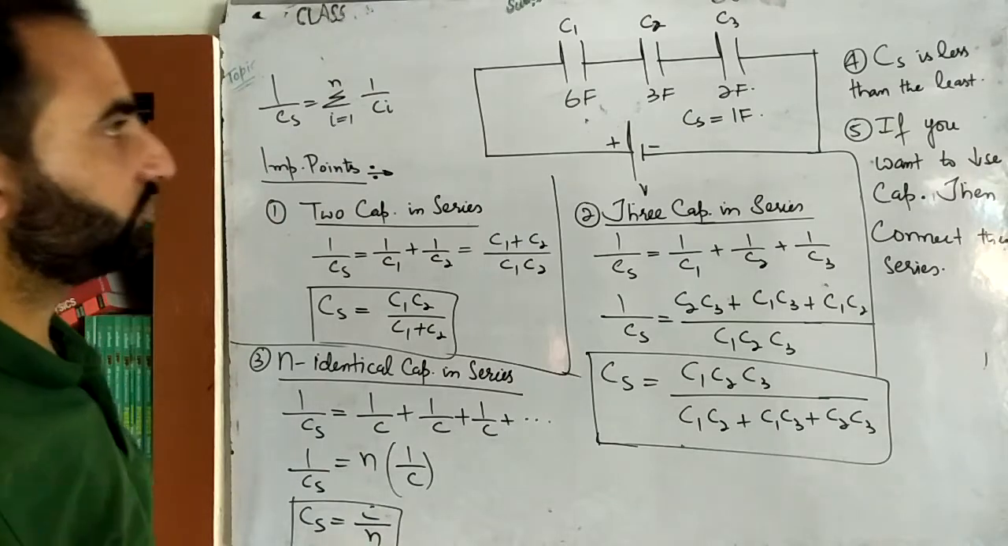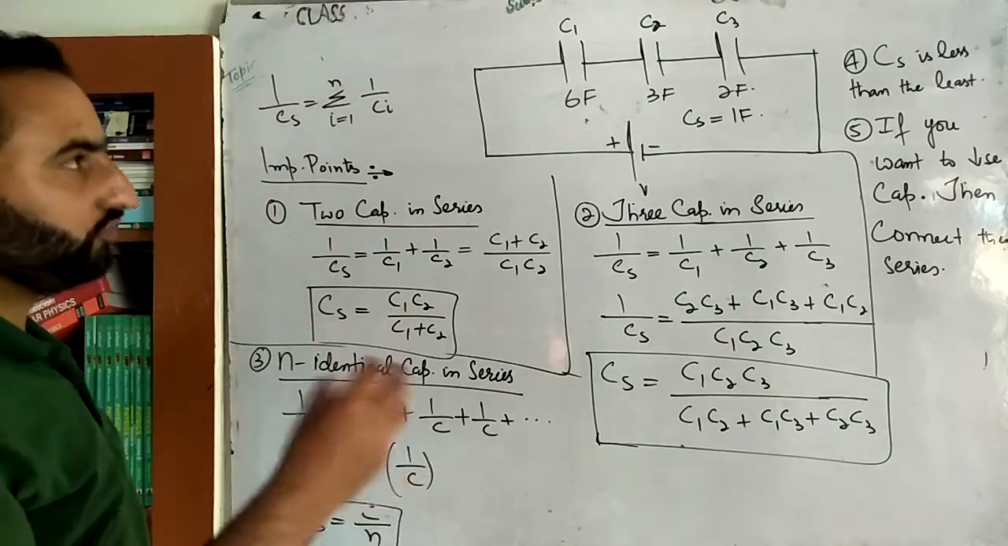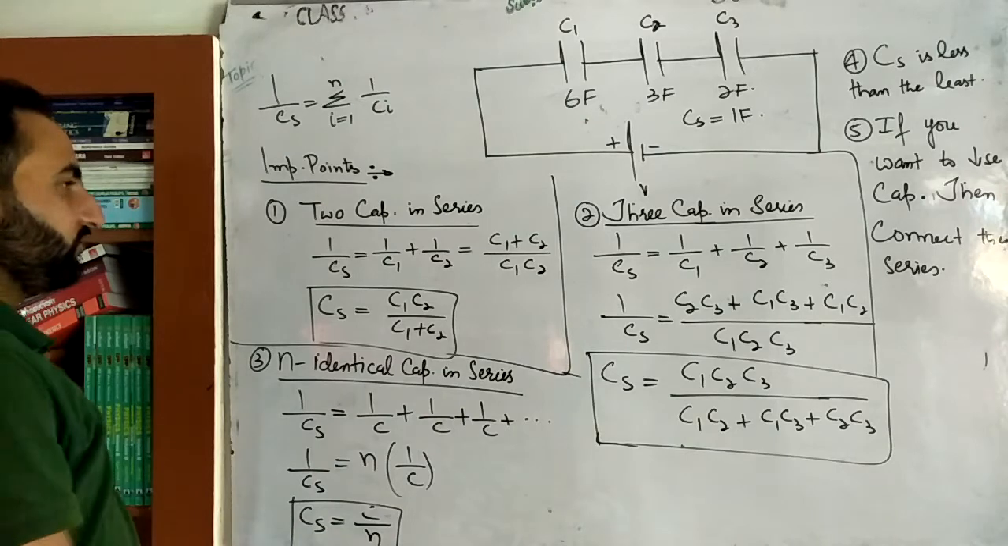Okay, take it, beta. So pause the screen and write down all these 5 points. They are very, very important. We'll be using them later on. So pause the screen and write them down.